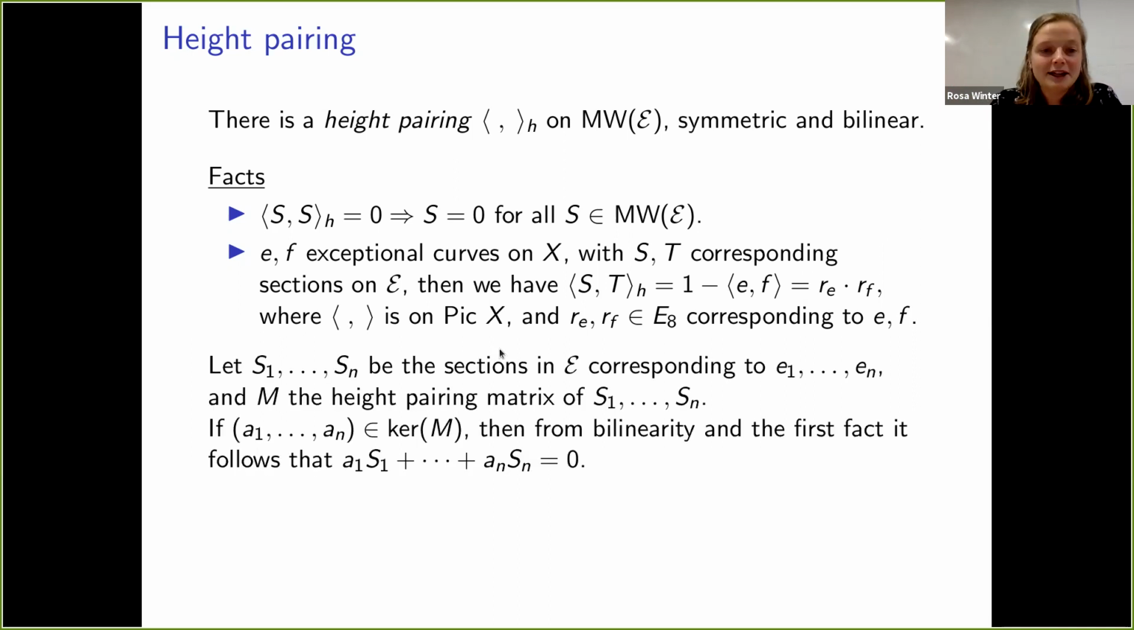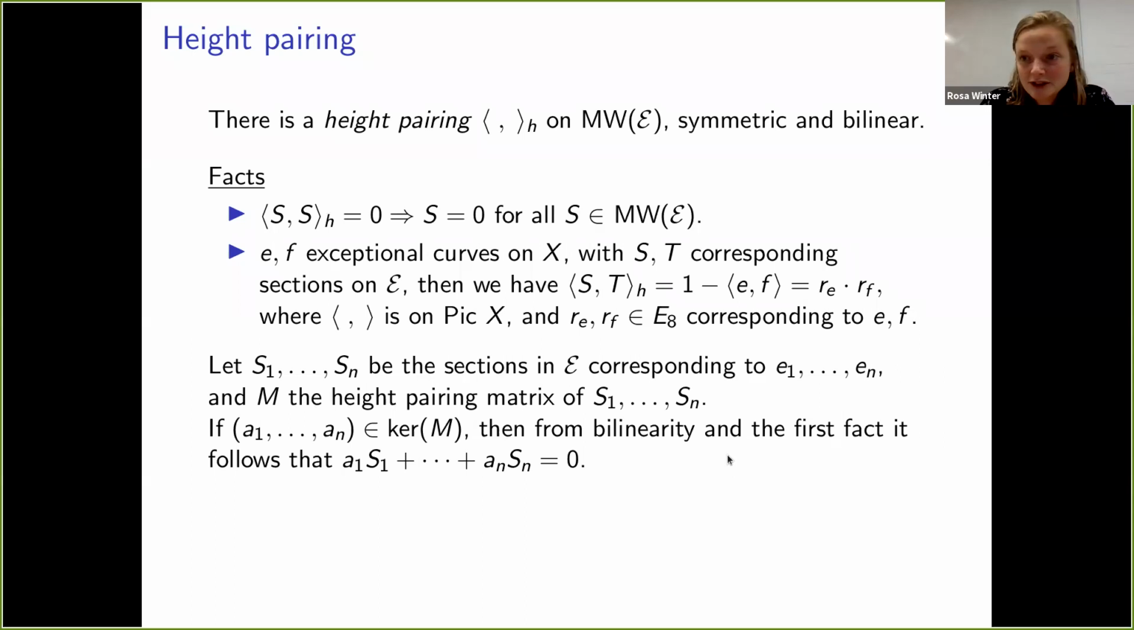So how do we use this? If I now have the n sections that correspond to these exceptional curves, so I took n exceptional curves that went through a point on the Enriques surface. If I take the corresponding sections of the elliptic surface, and I take M to be the height pairing matrix of these sections, so the height pairing of each pair, then if I have a vector in the kernel of this height pairing matrix, since this height pairing is bilinear and because we have this first fact, you can write it out and it follows that this linear combination of S1 to Sn equals 0 is the 0 section.